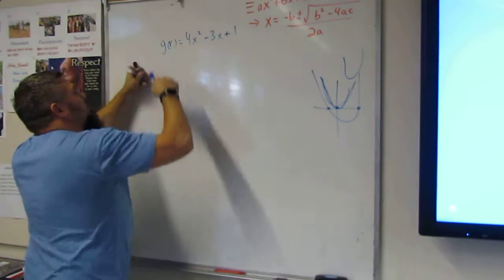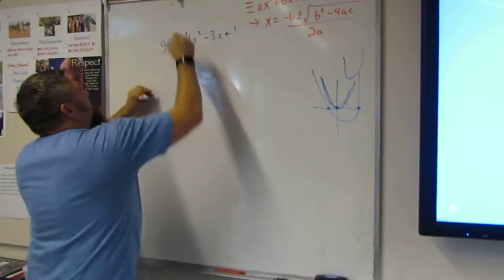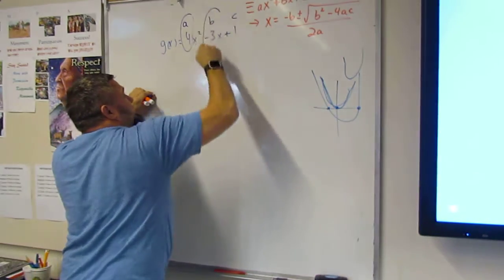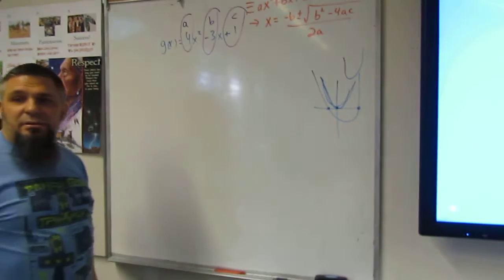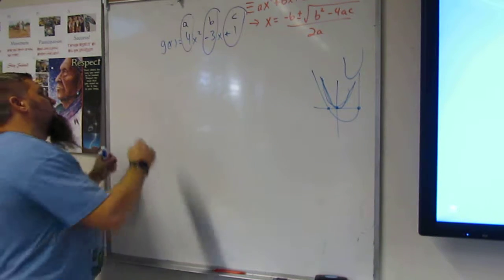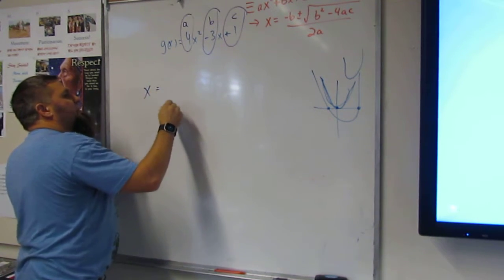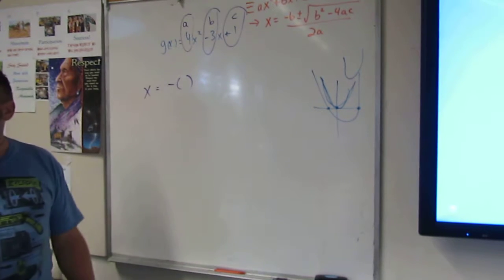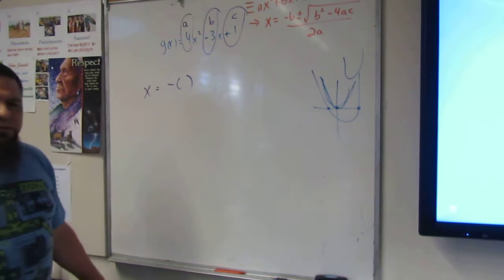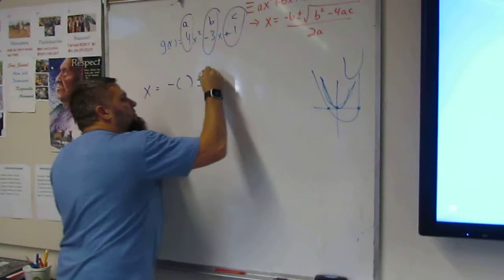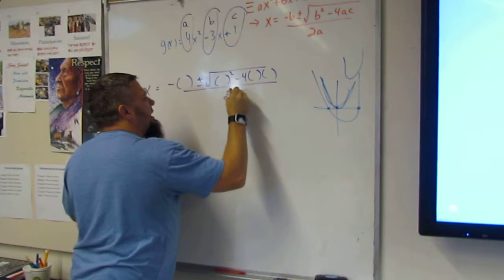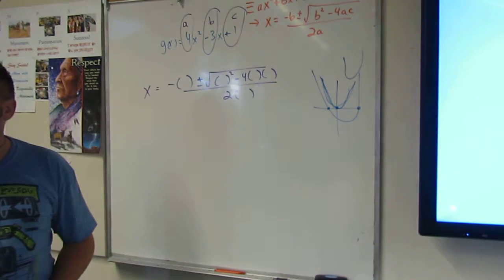So, to do this, I know that this number is A, this number is B, and this number is C. Okay? And I just plug them in. And this is how I beg you to do this. x is equal to negative (b). Notice I didn't write b, I wrote parentheses. But say it every time you do it. It'll get drilled in your head. Plus or minus the square root of b squared minus 4ac all over 2a. And then go through and plug in your numbers.